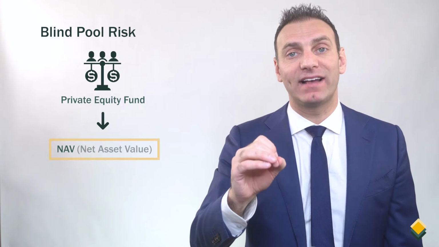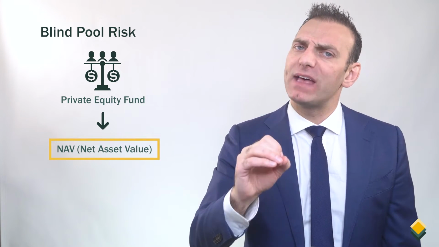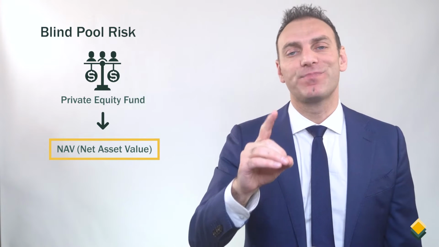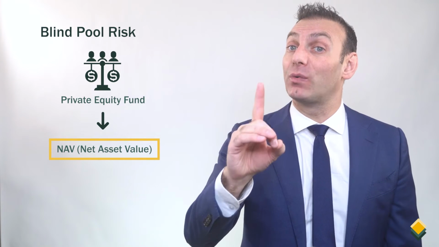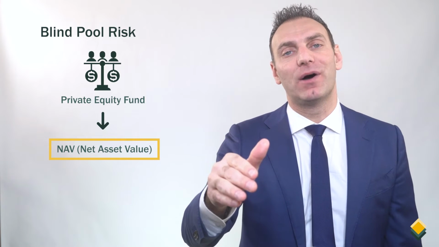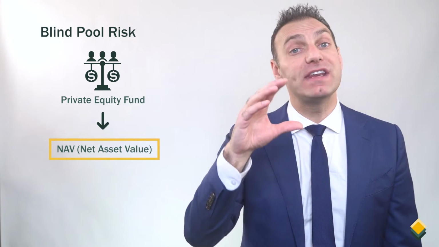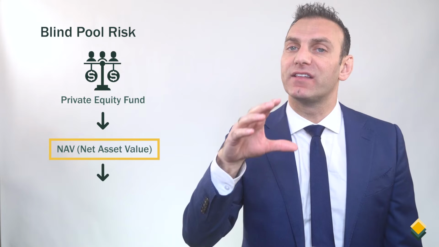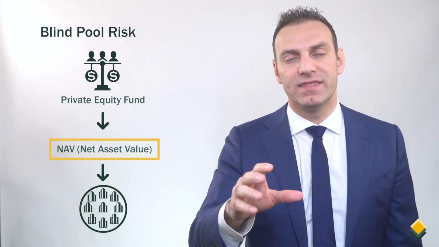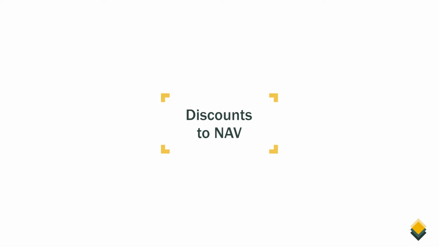In fact, every quarter, a private equity fund will come up with a NAV, or net asset value of the fund, which is based on the value of the underlying assets. We will discuss how accurate the NAV is later in this video. But for now, just know that the NAV, or net asset value, is the value of the assets in the fund. So let's move on to discounts to NAV.